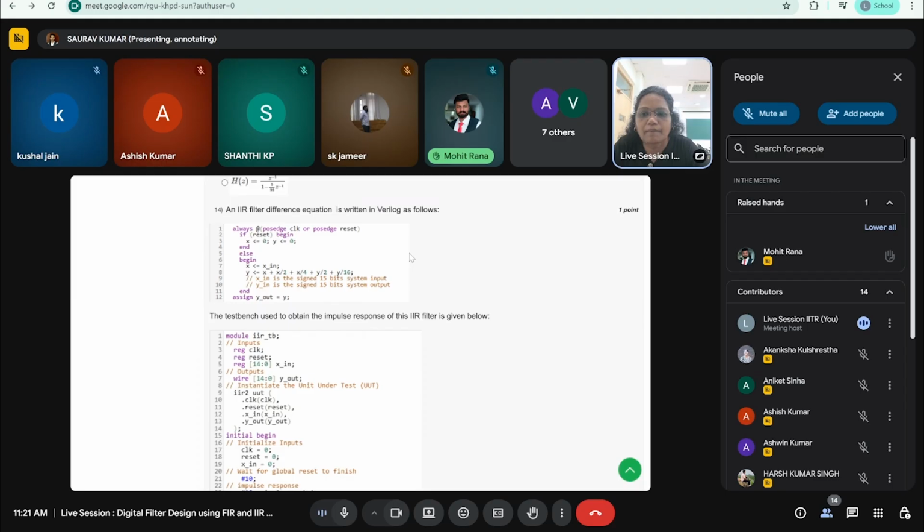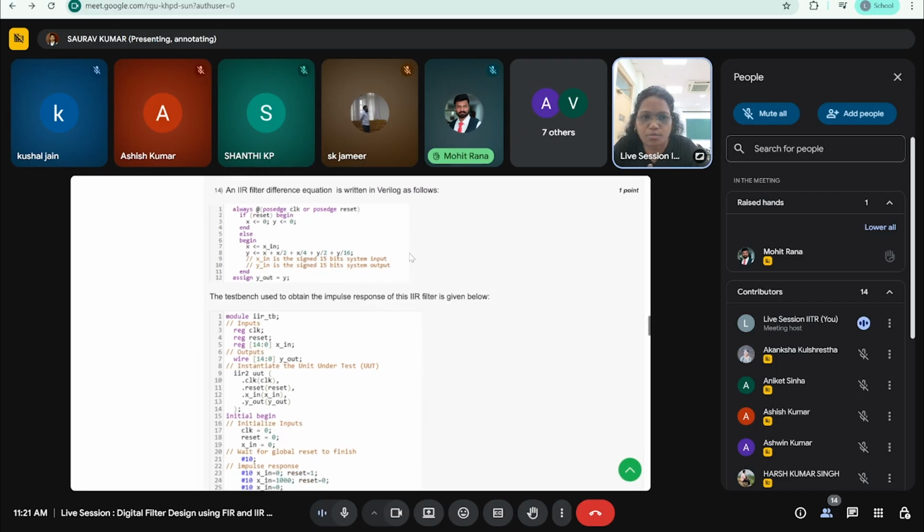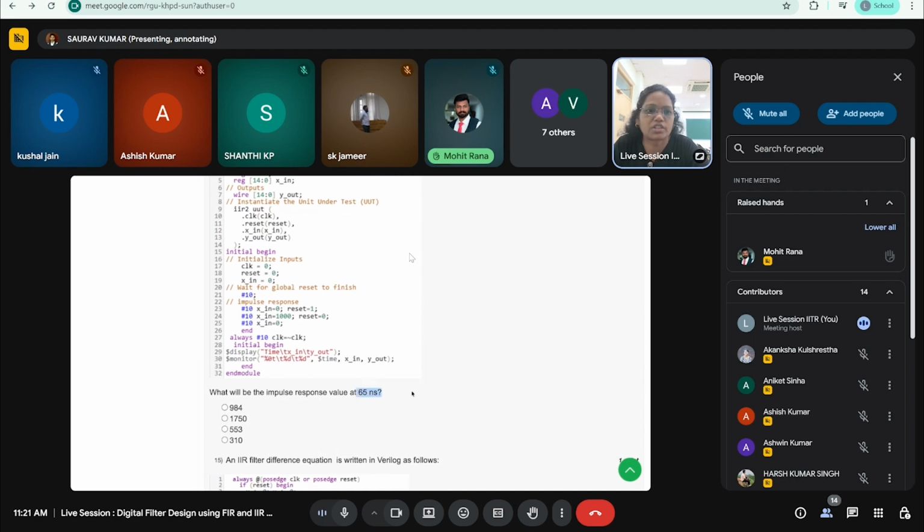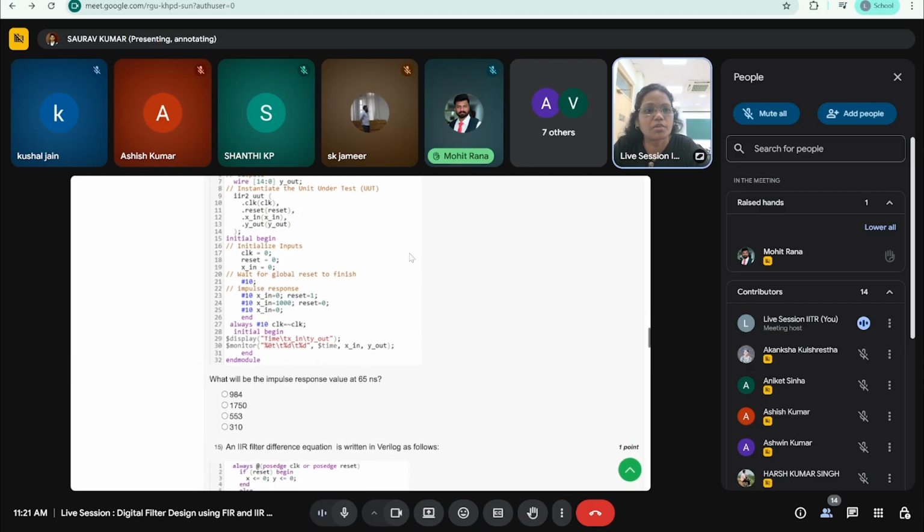14. You write the code, and any simulator you use, the Xilinx Vivado or any of the simulators which you are working on, and use this test bench and find out the output. Okay, and answer the question. You need to simulate it in any simulator. Okay, and then answer the question at 65 nanoseconds. What is the output this impulse response gives you? Okay, that's the question about 14.